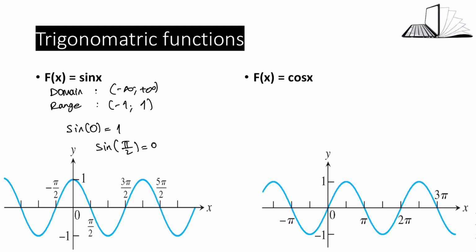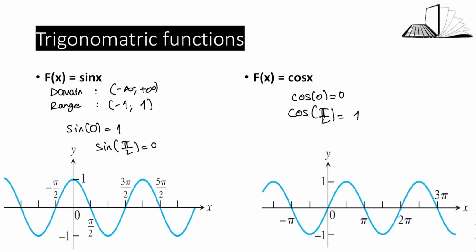Now for the cosine, it's a little bit shifted. We start from the origin 0, 0. We shifted by pi over 2. Somehow, by pi over 2, you can say that for cosine x, cosine 0 is equal to 0. Cosine pi over 2 is equal to 1. And these are the trigonometric functions.